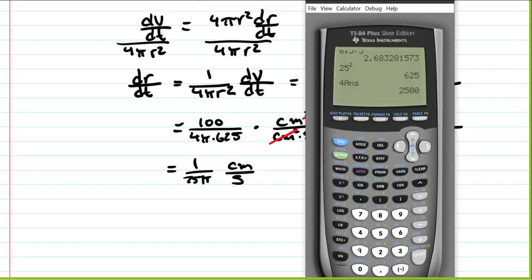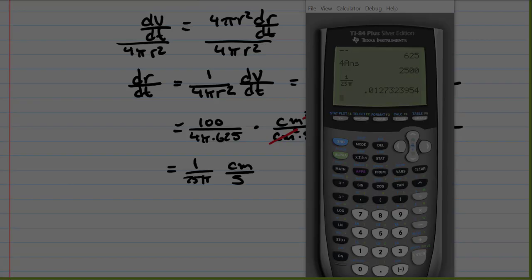So let's get a decimal approximation of that. So we get 0.0127, and so forth.